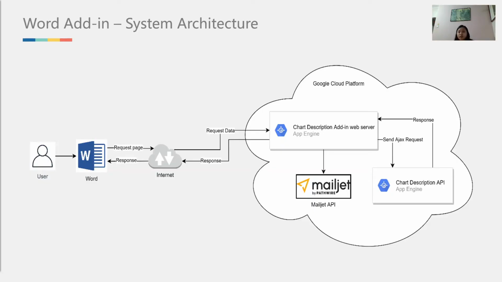The web server and API are deployed on Google Cloud Platform with App Engine. The user will need to access the add-ins in Word document and must have access to internet. The request will go through the internet and reach the App Engine server. If the user is generating text for a chart, the web server will send an exact request to Chart Distribution API. If the user is submitting any feedback, the MailJet API will be used as third-party API to send the email to the user as well as the developer.